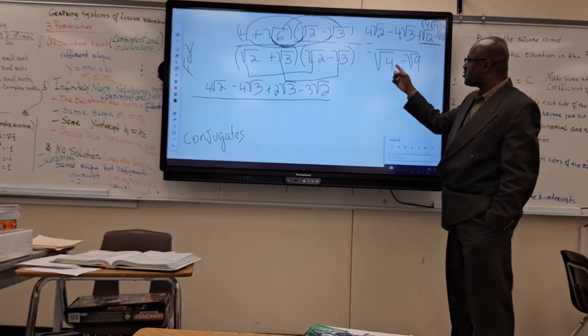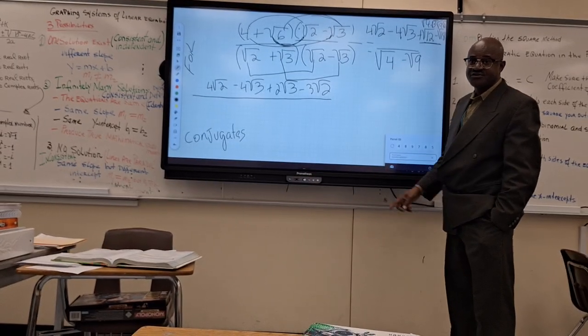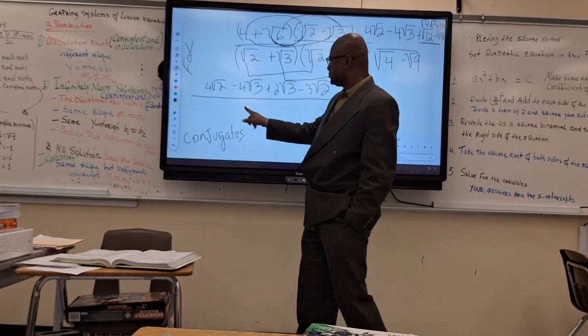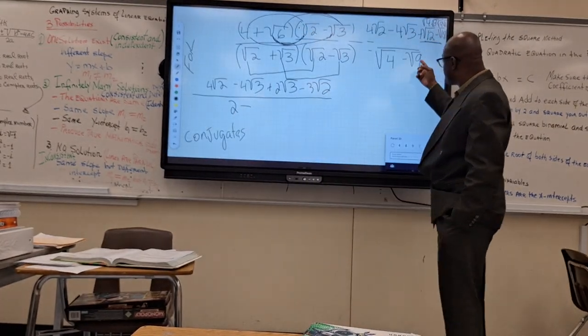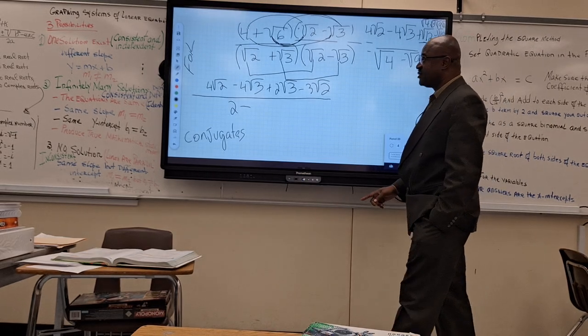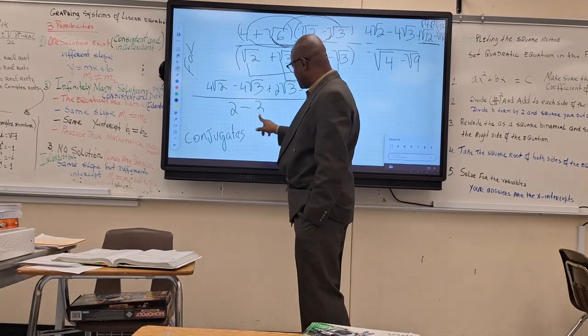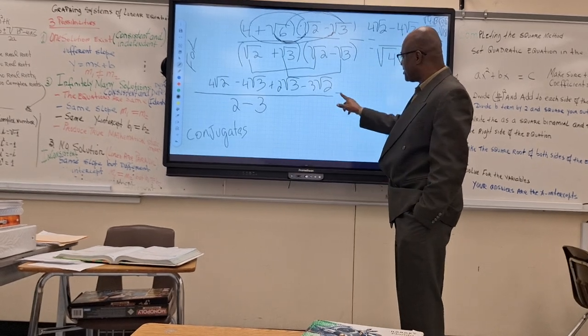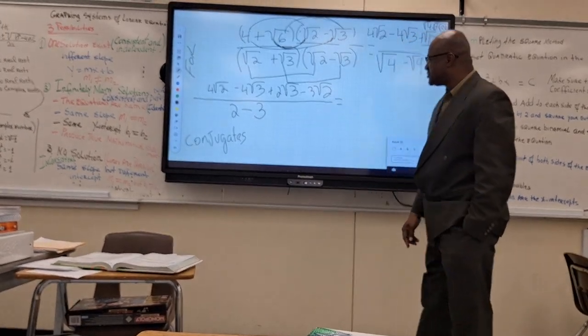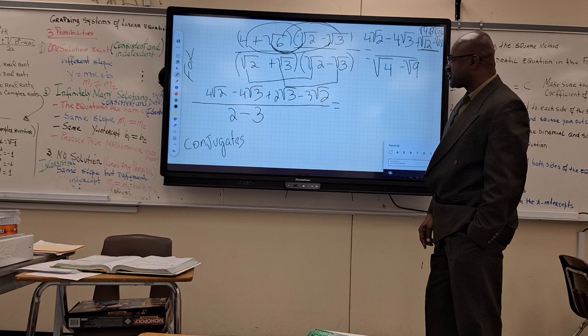Now here we have to simplify. Everybody should know what square root of 4 is. What is square root of 4? 2. That will be 2 minus, what is root of 9? 3. That's 3. So we simplify our denominator. Now we're going to simplify your numerator. Here are the like terms. Which are the like terms?